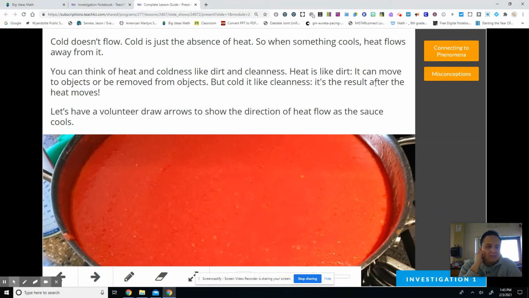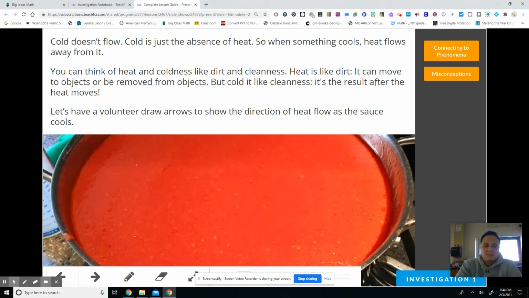Cold doesn't flow. Cold is just the absence of heat. So when something cools, heat is flowing away from it. So it's losing heat. Okay? You can think of heat and coldness like dirt and cleanliness. Heat is like dirt, it can move from objects or be removed from objects. But cold, like cleanliness, is the result after the heat moves.